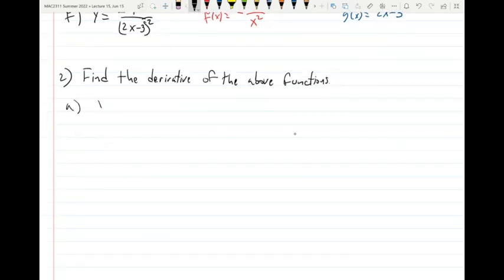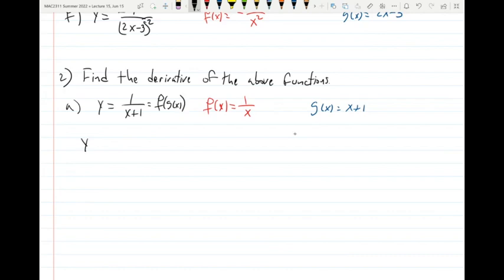Okay, so the first one was y equals 1 over x plus 1. If you want, you can write your f and your g, but typically once you get used to this it's just happening in your head, okay? But for the time being, I'm gonna write it down so you understand what I'm gonna do. So remember, f here was 1 over x, and g was x plus 1, okay? And we're thinking of this as being f composed with g. So when we find y prime, according to the chain rule, this is derivative of f evaluated at g times g prime. Right? That's what the chain rule says.